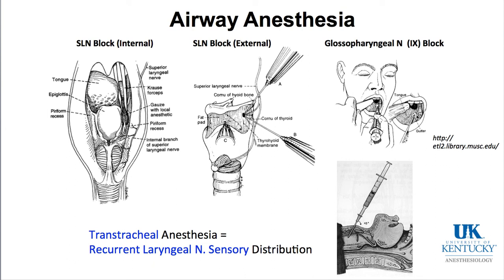If you want to block the distribution of the recurrent laryngeal nerve, you can take a needle, inject local anesthetic through the cricothyroid membrane. It stimulates a cough, which spreads the local anesthetic up and down the trachea, resulting in sensory block of the distribution of the recurrent laryngeal nerve, which is the trachea. Recurrent laryngeal nerve, remember, also supplies all the muscles of the larynx except the cricothyroid.